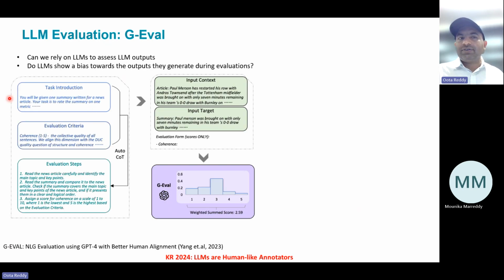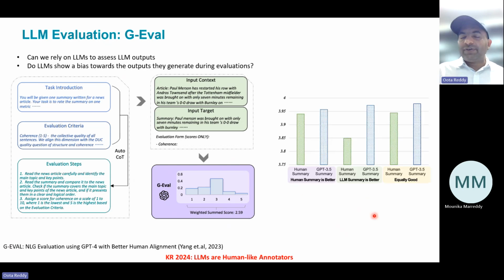So what they did is they created a task. This is the task instruction. What is the evaluation criteria? You need to provide some rating, so during generation the model needs to provide a score from 1 to 5. And what are the evaluation steps? Now the model is following chain of thought reasoning for the generated content. So this is the input context and target, and the model needs to provide the evaluation steps it follows, and finally generate the response.